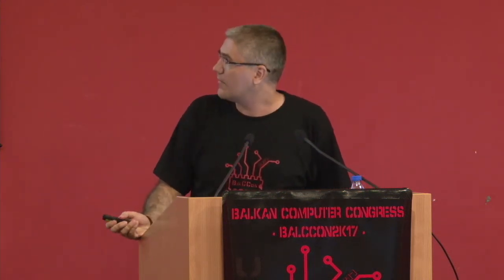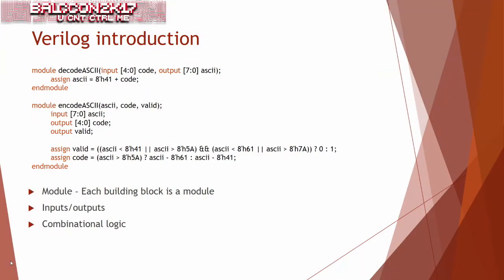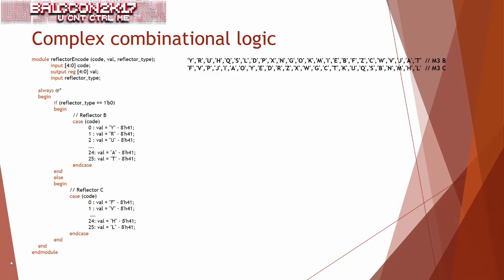We have here, I explained these inputs and outputs, and basically this is just combinational logic. So we don't have any registers, anything. Let's go to something more complex. This is a reflector encoder.